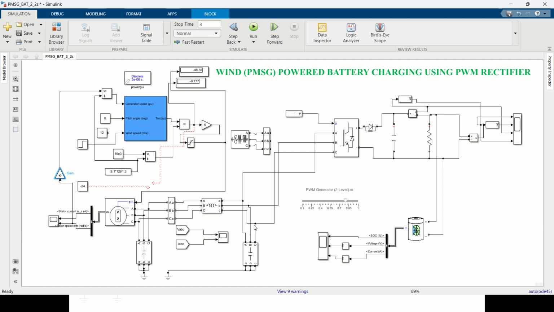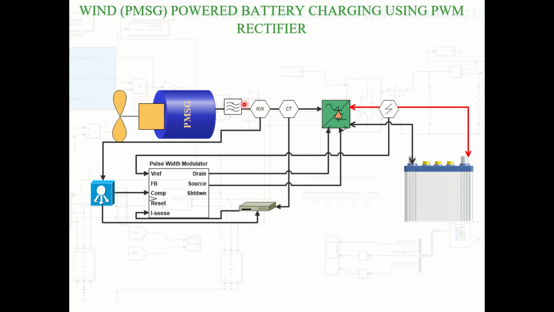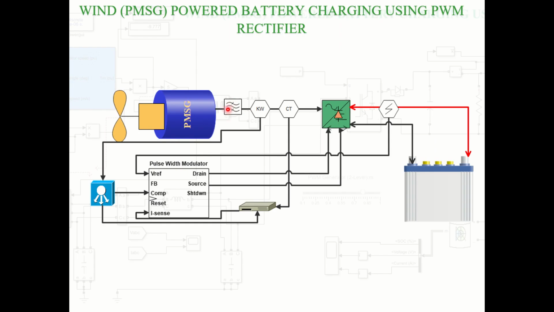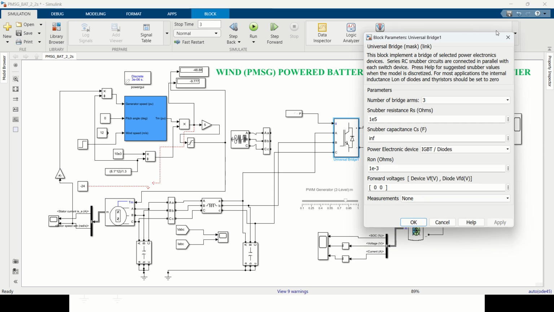After this, here we give the filtering. This is the filtering we are seeing here, which I have already explained. The same pi filter is given: a capacitor, an inductor, and again a capacitor. So it creates the filter action. The next step is to connect the output of this PMSG to the PWM rectifier. This is the IGBT-based PWM rectifier.